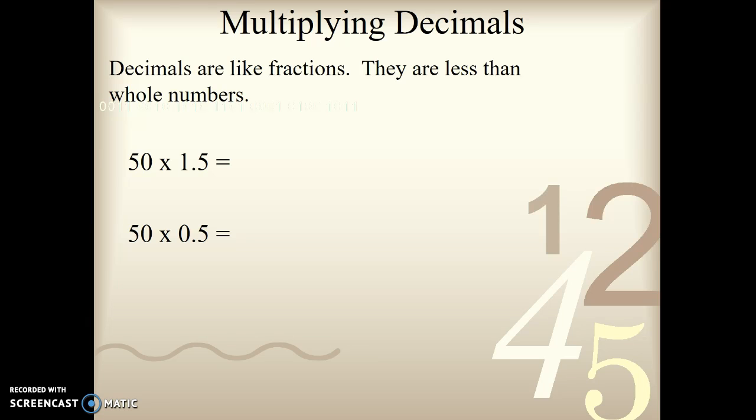All right, let's do a couple more together. We have 50 times 1.5. So you know you're going to end up with a number more than 50, but less than 100. I'm going to, well, we'll just do it this way.